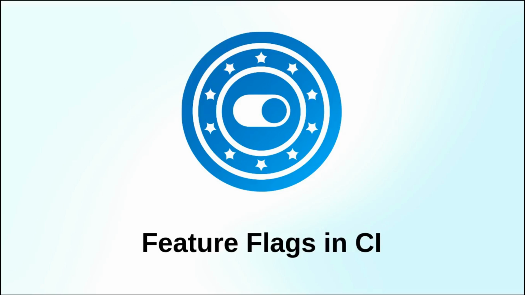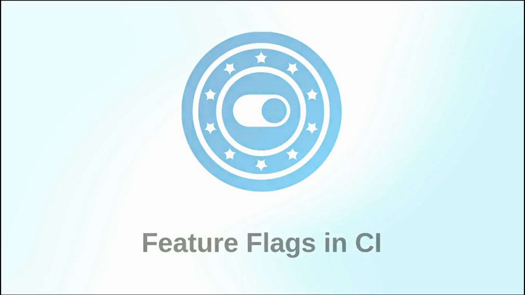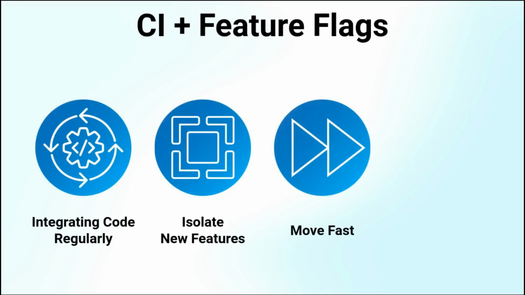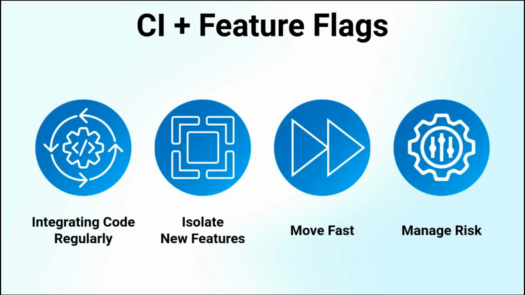Hi everyone! In this video we're going to discuss what CI looks like without feature flags, how they can improve it, and what you need to know when you add them to the mix. So let's get started. Continuous integration and feature flags look like a match made in heaven. Integrating code regularly combined with the ability to isolate new features and turn them on and off at will means you can move fast and still manage risk.